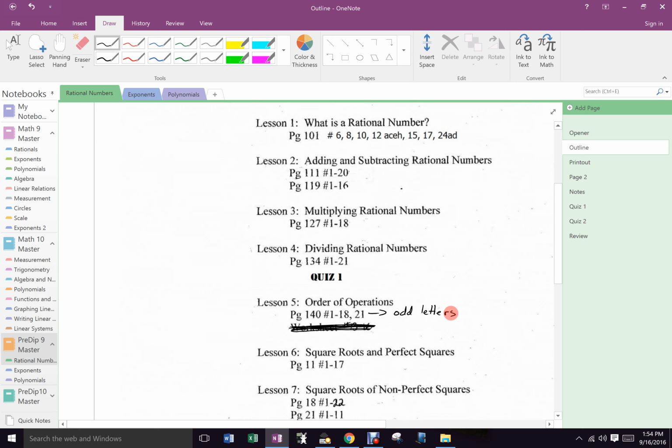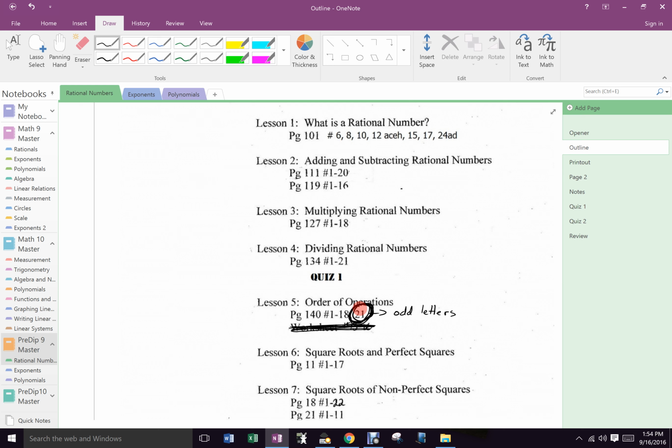Odd letters means you skip a letter. A, C, E. Okay? But we still do 1 to 18 and 21. You still do 1 to 18. This is the most important one. Now, I'm still talking. You do 1 to 18, odd letters.